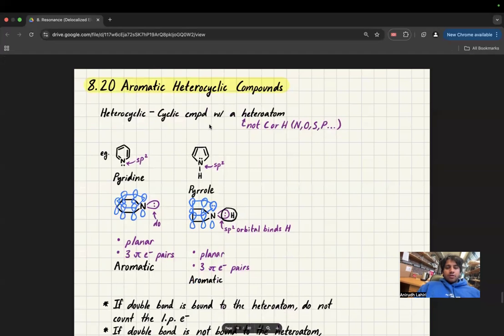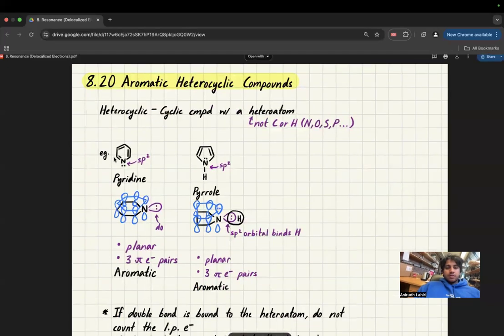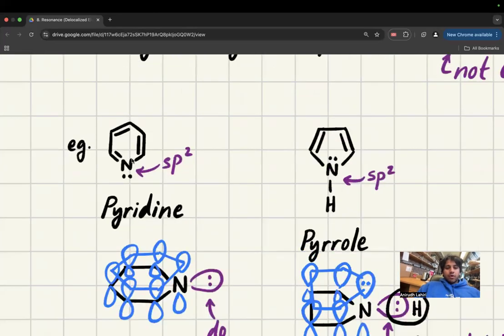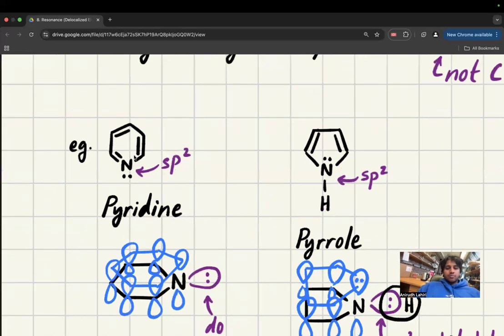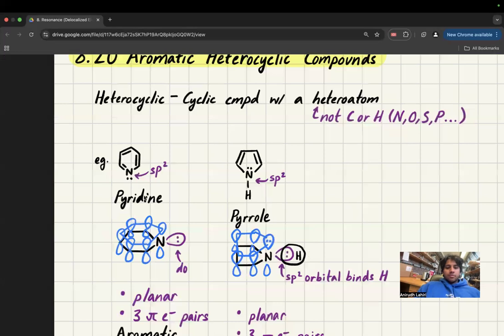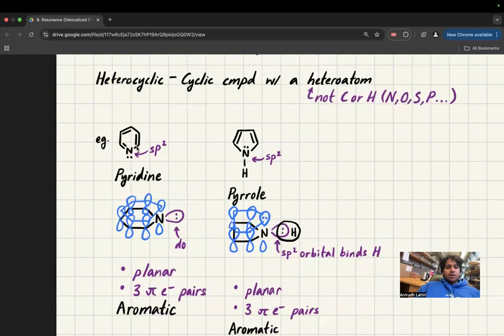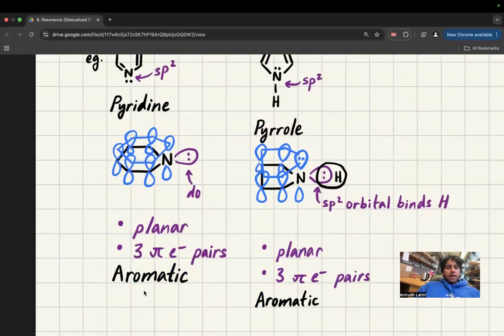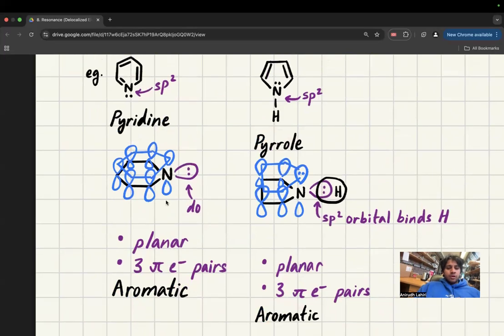Okay, aromatic heterocyclic compounds. A heterocycle is basically a ring structure where you have a different atom in place of what you were expecting to be a carbon, right? You have nitrogen, oxygen, or sulfur instead of a carbon here. So this is pyridine, okay? At first you might think, oh, this has 1, 2, 3, 4 electron pairs. Shouldn't that be non-aromatic? But it actually turns out it's aromatic. So what's going on here?